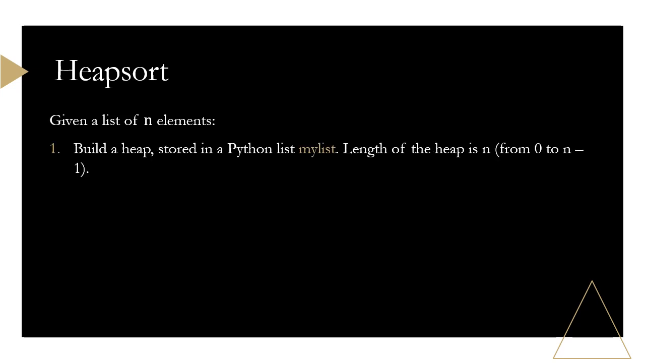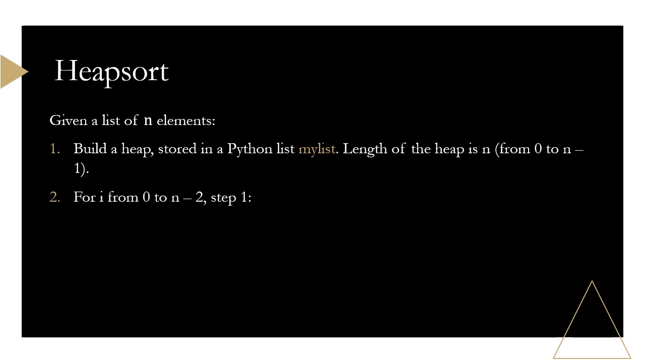Heapsort. This is a very important application of the heap. Given a list of n elements, step 1. Build a heap stored in a Python list. Let's call it my list. Length of the heap is n, from 0 to n minus 1.